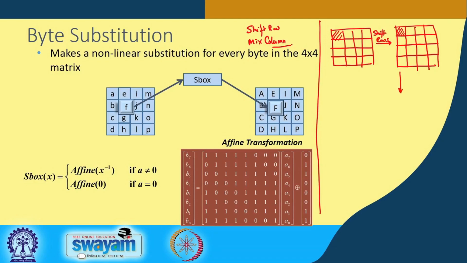Now the mix columns comes in. The mix columns is designed in a specific manner, such that if there is a disturbance in one of the input bytes, then all the 4 output bytes get corrupted.